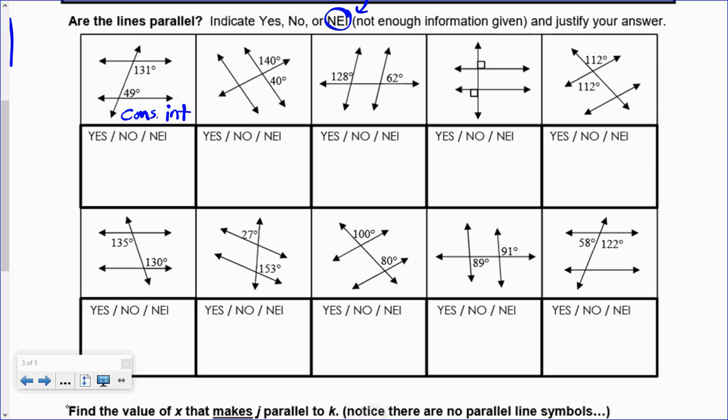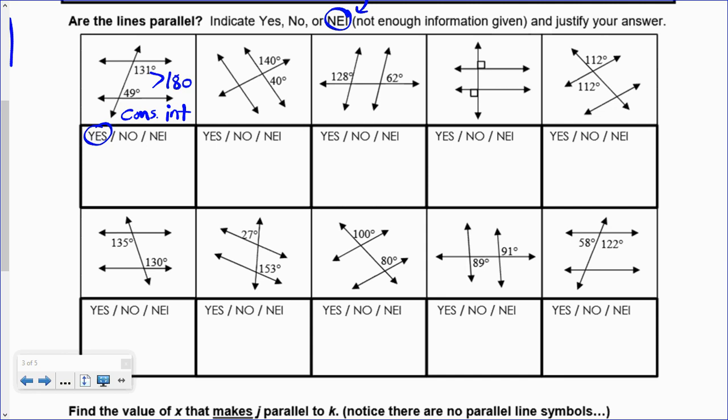Now, in order for the lines to be parallel, what should be happening with their measures? Okay, they should be supplementary. So take a look. What happens with 131 and 49 if you add them? You get 180. So, can I conclude that these lines are parallel? Yes. So you would say yes, whatever your answer choice is.